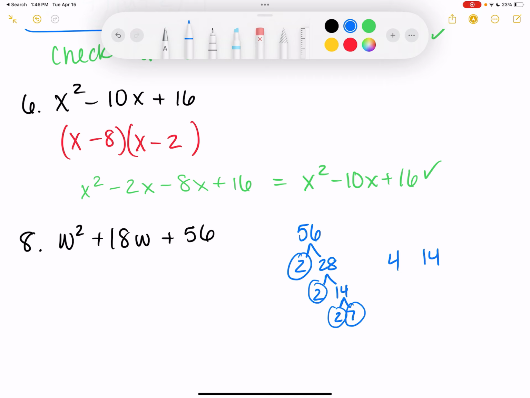Okay? So sometimes you have to break it down and try to see it. I didn't see this one off the top of my head. 4 times 14 is not just something that I think of often, right? So I would have had to break this one down. So now we have these. We check the signs. So these are both positive. That means both of my numbers are going to be positive. So this is going to be W plus 4 and W plus 14.